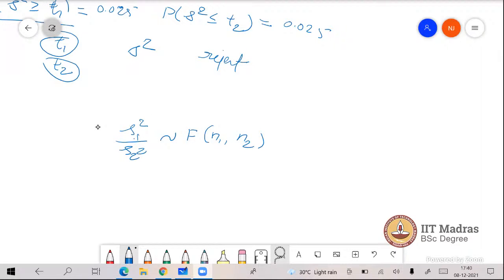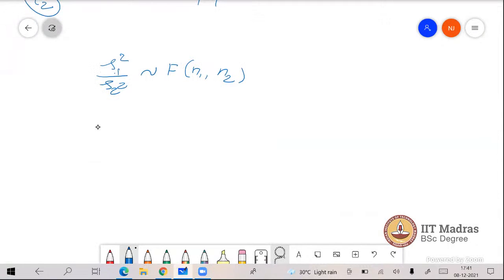Okay, tell me one more thing. In the F test you define S1 square upon S2 square as having an F distribution with degrees of freedom N1 comma N2, right? Sir, we are not able to see your screen. This is how you define your distribution. Now, your null is sigma 1 square equal to sigma 2 square, and the alternative is sigma 1 square not equal to sigma 2 square.